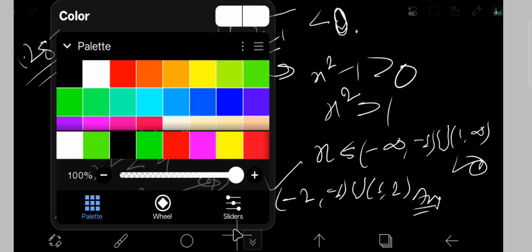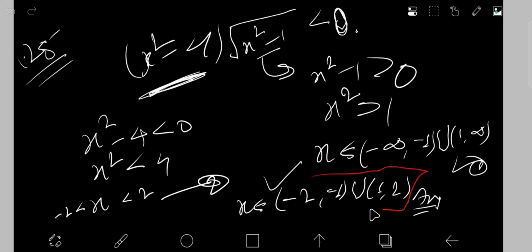Okay, so this is our final answer. Yes, is this clear? Next we will start with the value of 1 upon x from the value of x. Okay.